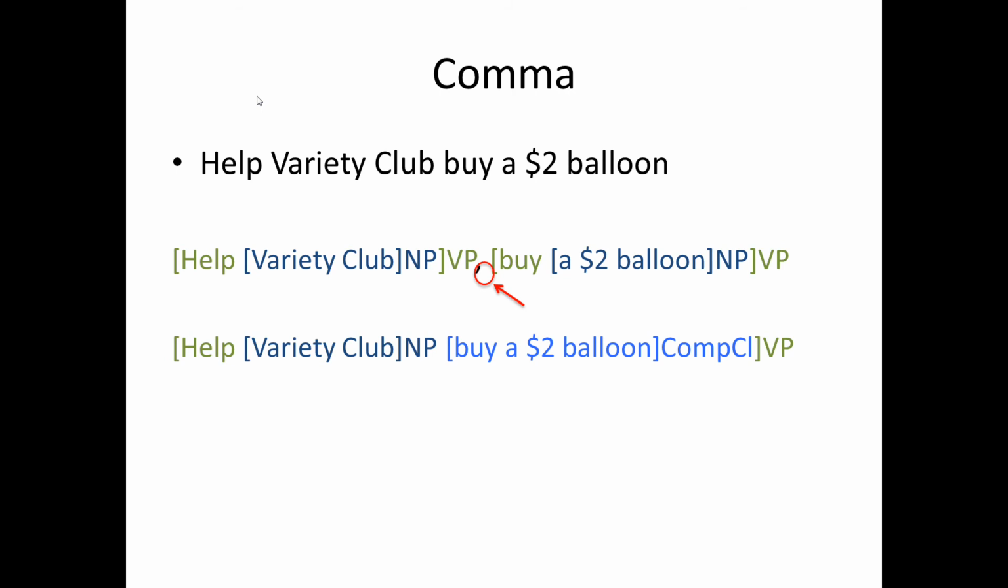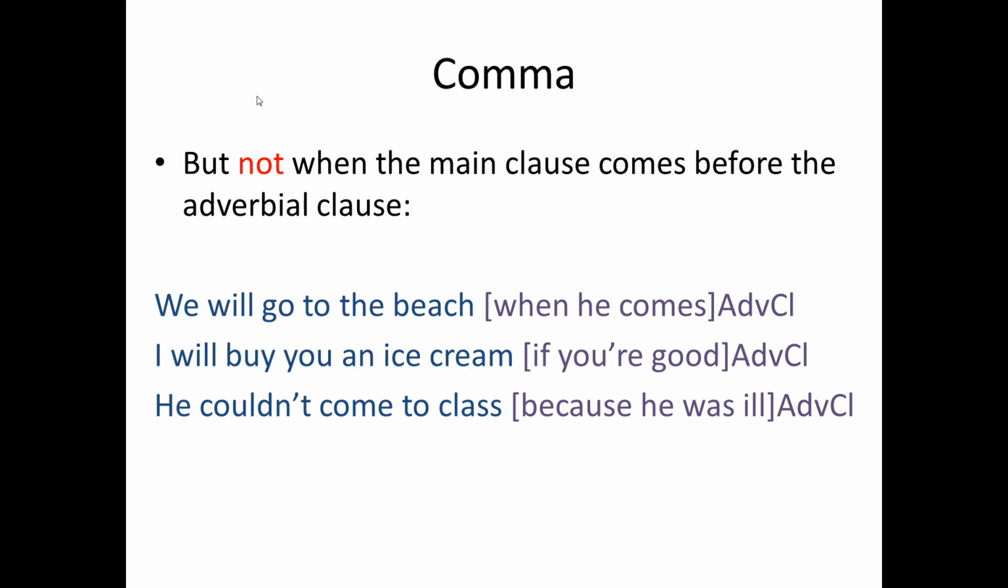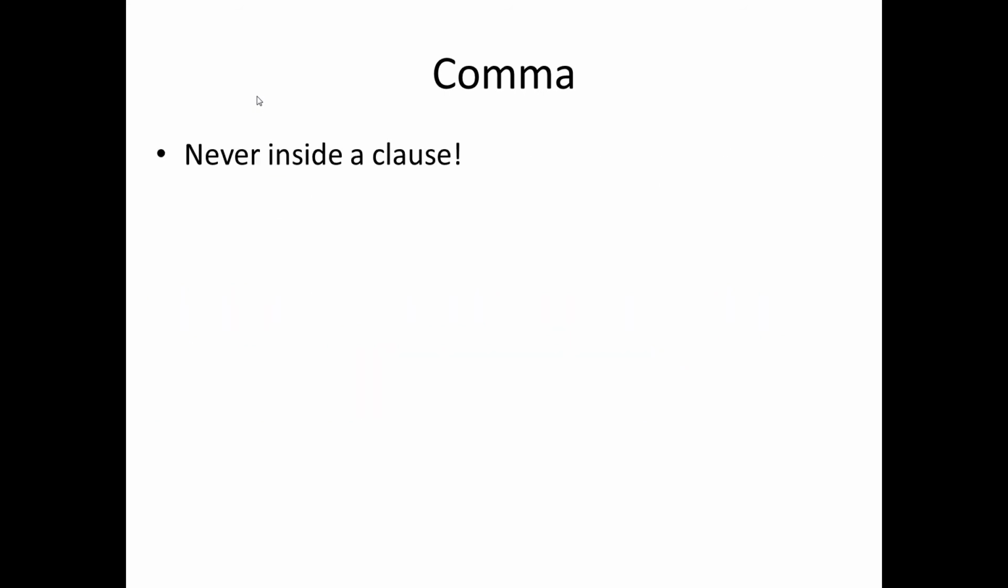We also use commas to separate an adverbial clause from a main clause when the adverbial clause comes first. When he comes, we will go to the beach. If you're good, I'll buy you an ice cream. Because he was ill, he couldn't come to class. But we don't use a comma when the main clause comes before the adverbial clause. We'll go to the beach when he comes, I'll buy you an ice cream if you're good, he couldn't come to class because he was ill.